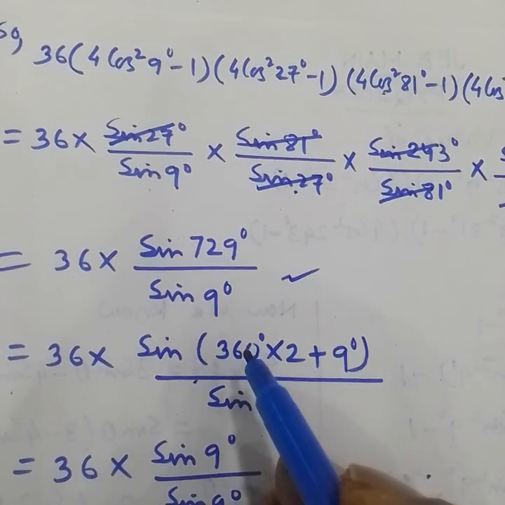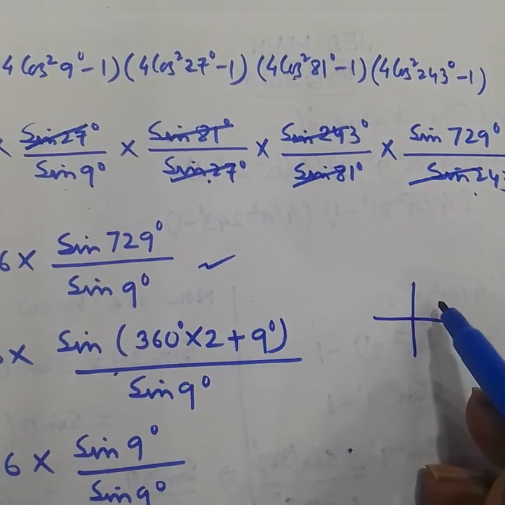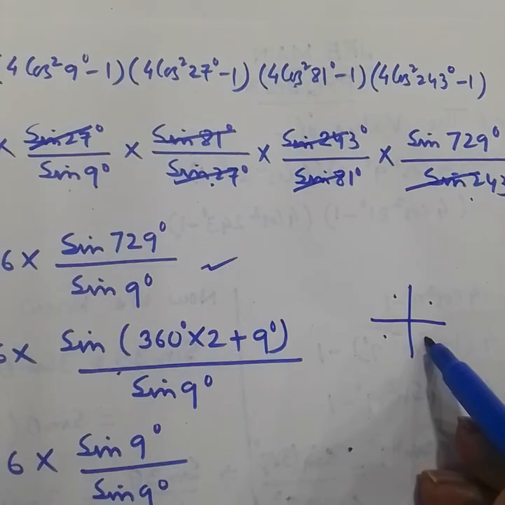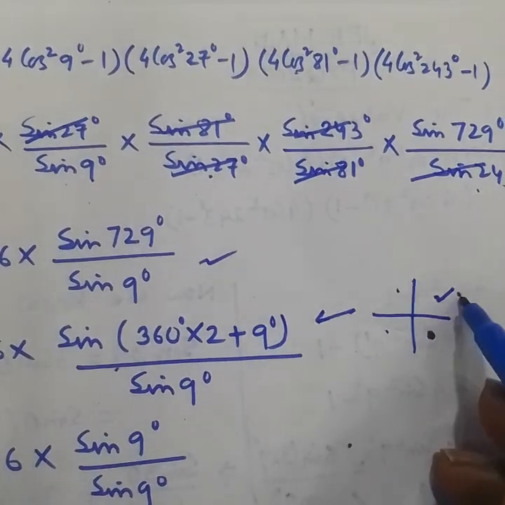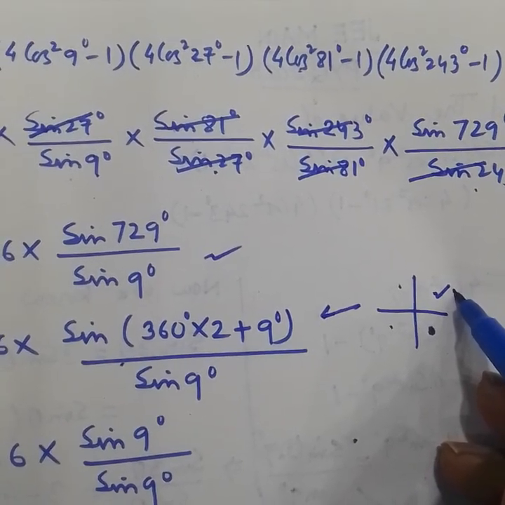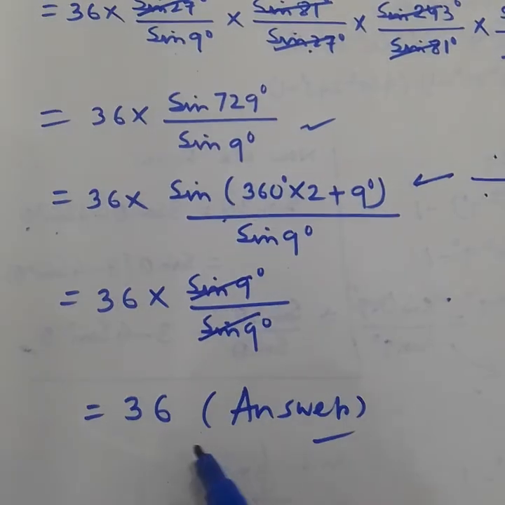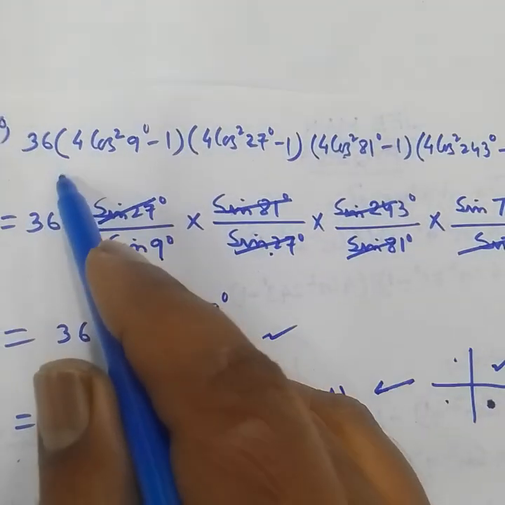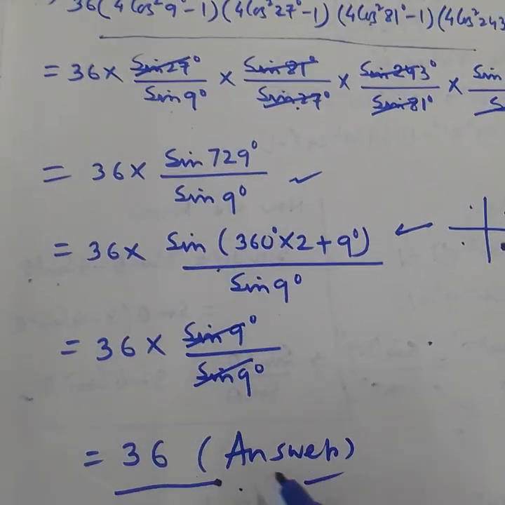Now sin 729 degree can be expressed as sin of (360 degree plus 360 degree plus 9 degree). So it comes in the first quadrant. You know that in the first quadrant it will be sin 9 degree. So the sines cancel each other, and finally we get the value 36. So the value of this expression becomes 36.